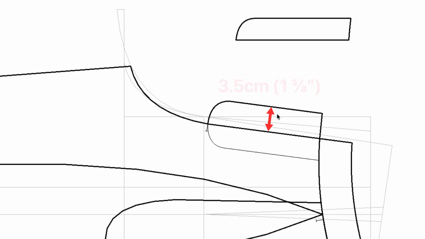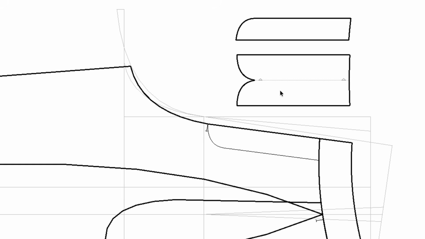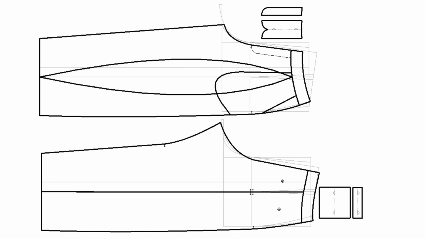So this is now 3.5 centimeter. And you can mirror it to have fold line here. Also, you can cut this straight grain. So you have two flies, upper side one and underside one. Let's talk about the waistband. There are several options how you want to cut the waistband.